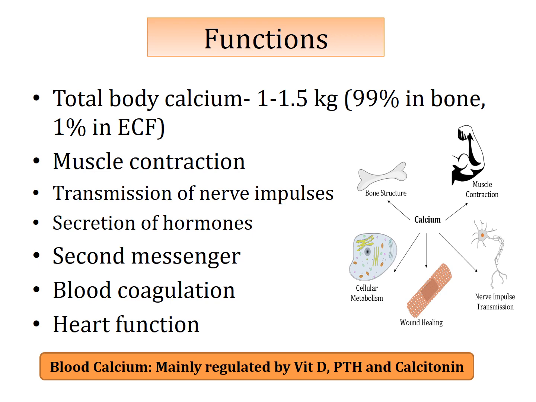It mediates secretion of various hormones such as insulin, parathyroid hormone, calcitonin and vasopressin from cells. Calcium acts as secondary messenger of various hormones such as glucagon. Calcium is known as factor 4 in blood coagulation cascade. It helps in thrombin formation. Calcium is also required for proper functioning of heart. It prolongs systole. Blood calcium level is mainly regulated by vitamin D, parathyroid hormone and calcitonin.